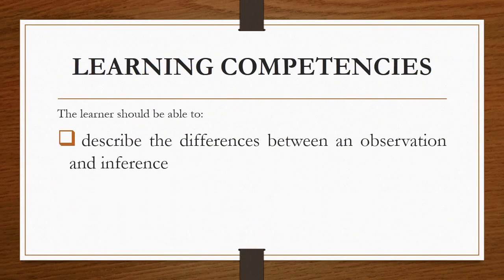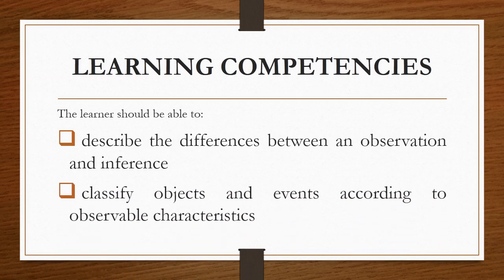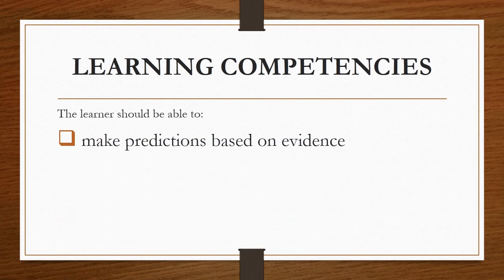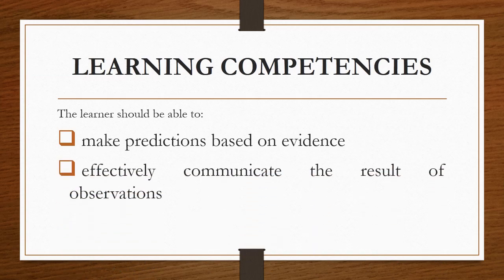Number five, describe the differences between an observation and inference. Number six, classify objects and events according to observable characteristics. Number seven, make predictions based on evidence. And the last, effectively communicate the result of observations.